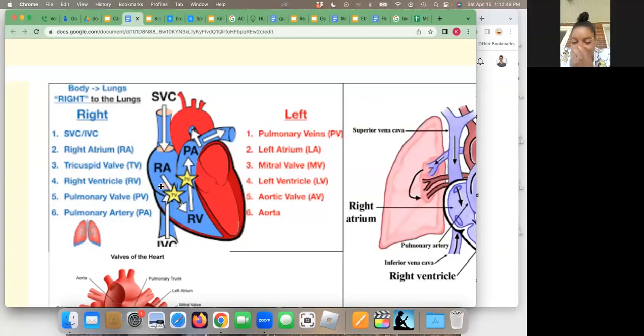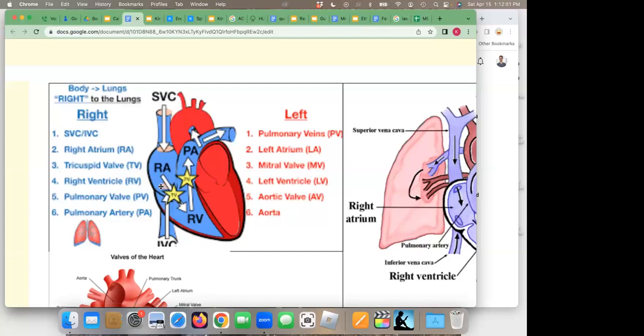Be my Valentine. Bicuspid mitral valve. I'm so touched.